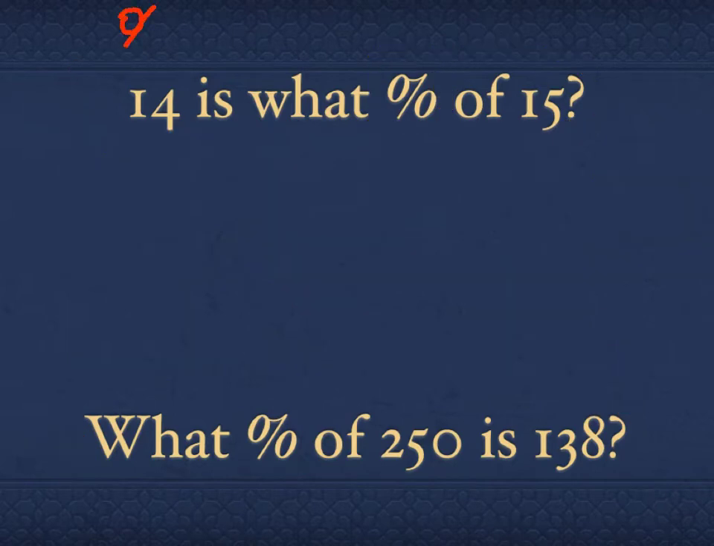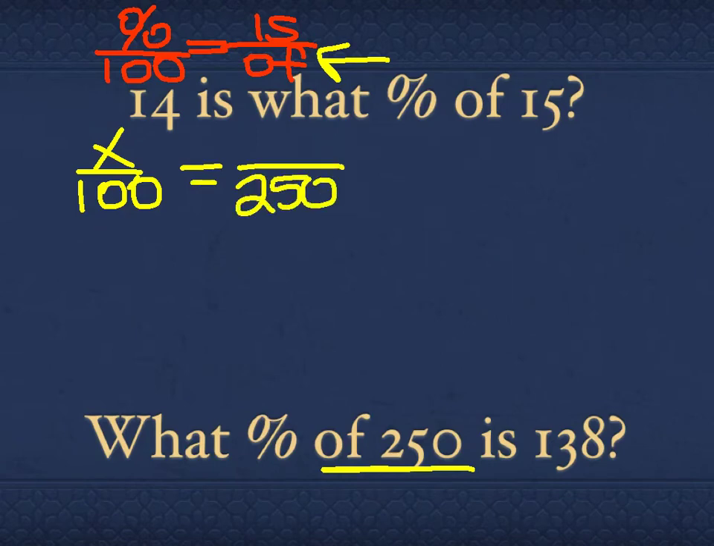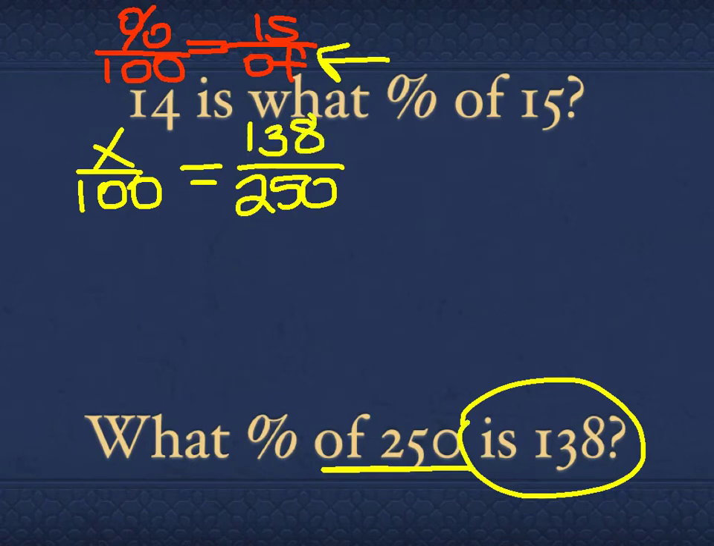Well, I'm hoping you started with your percent over 100 equals is over of. So, hopefully you filled that in. The percent, we don't know, so we're going to say x over 100 because we're solving for the percent. Of 250. Of goes on the bottom, so I'm going to put 250 on the bottom. Is 138. So 138 goes on the top. Use my cross products to solve.